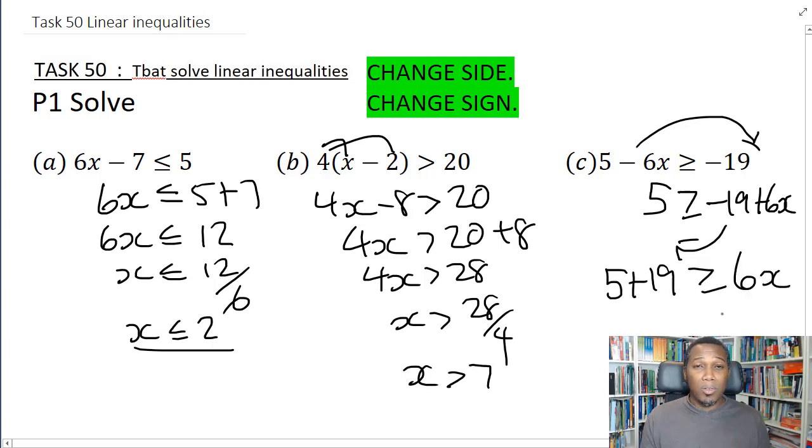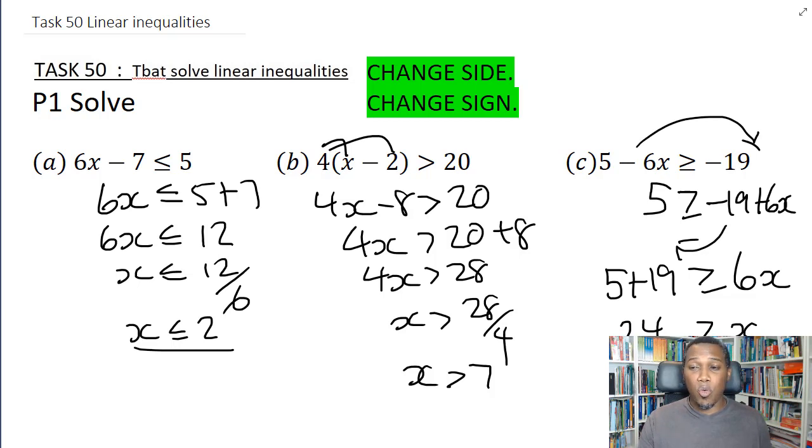The symbol, we just keep using the same symbol. Greater than or equal to, x will be 24 divided by 6. I skipped a step there, got ahead of myself, but 4 is greater than or equal to x. In other words, we're saying x is a number less than or equal to 4. If it's 4, it's going to work, or it has to be less than. That is the big idea of solving linear inequalities.